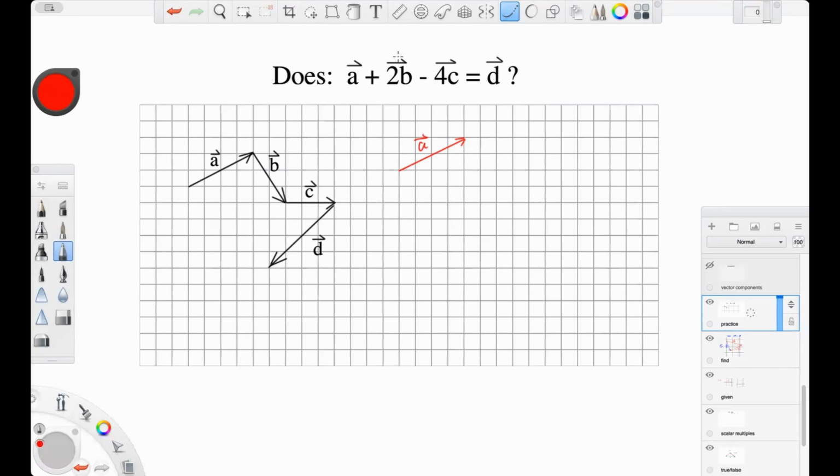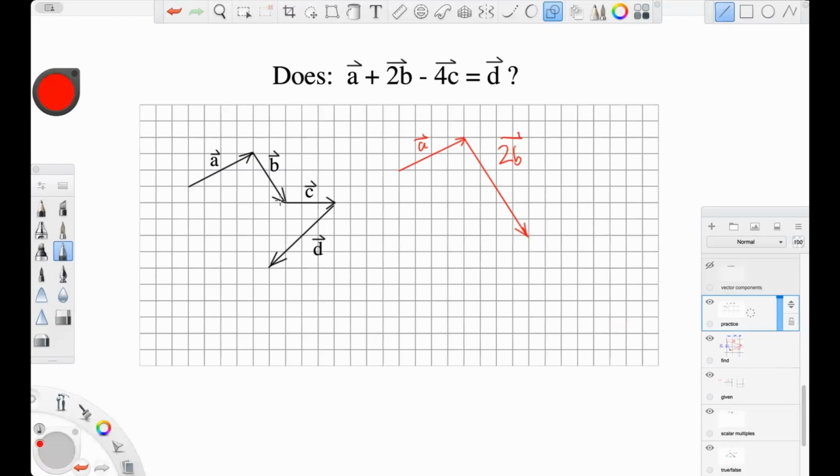All right, now I want to add to that vector 2b. So I'm going to look at b and go to the right 2 and down 3, but I want to scale it up by 2. So I'm going to go to the right 4 and down 6. So to the right 1, 2, 3, 4, down 1, 2, 3, 4, 5, 6. And there's vector 2b. So I'll label that. That's 2b. And now I want to subtract 4c. So I'm going to move backwards along c and multiply it by 4. So moving backwards along c, we go to the left 3.